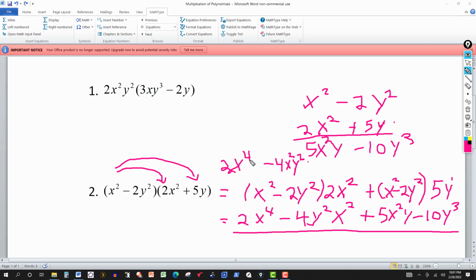And then, like I said, you combine if there's anything to combine. But here, there's nothing that's similar. So we just leave it 2x to the fourth. Is what I got over here. Minus 4x squared y squared. Notice, doesn't matter the order here. It could be x squared y squared or y squared x squared. Still the same term. Order doesn't matter. Commutative property of multiplication. And then have 5x squared y. There's the 5x squared y over here. Minus 10y to the third. Minus 10y to the third over here. So yeah, I get the same answer. Let's clear this.